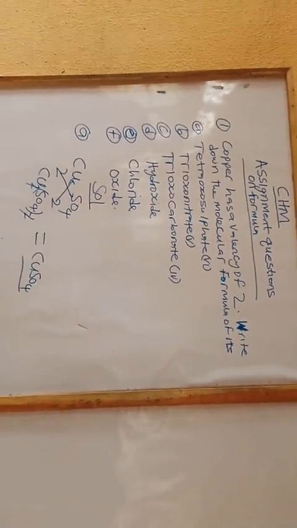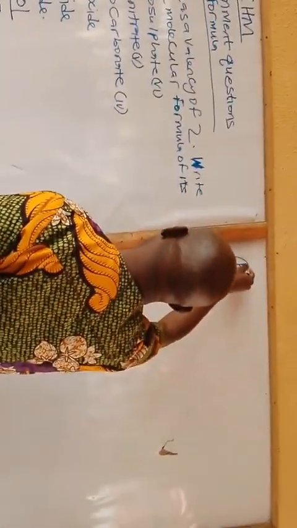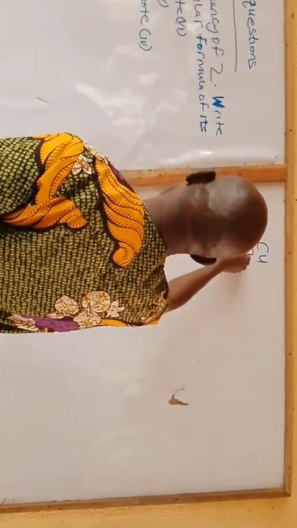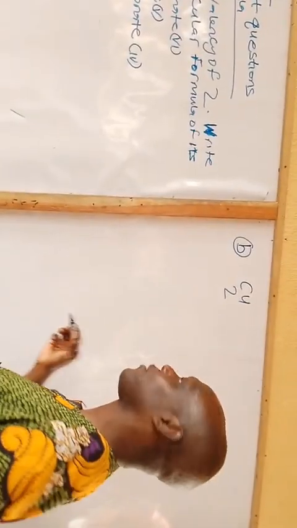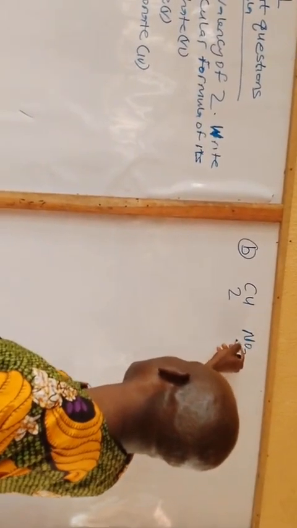For the second part of the question, B, it says copper has a valency of 2. Cu is still 2. We should write down the molecular formula of the trioxonitrate 5. In our previous class, we already know that trioxonitrate 5 is NO3 and it has a valency of 1.